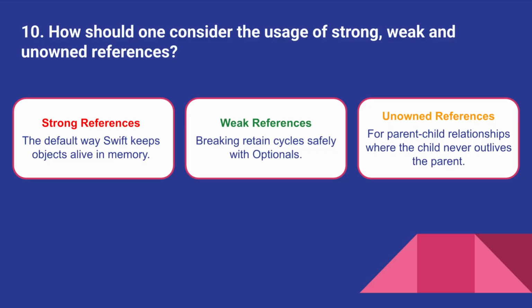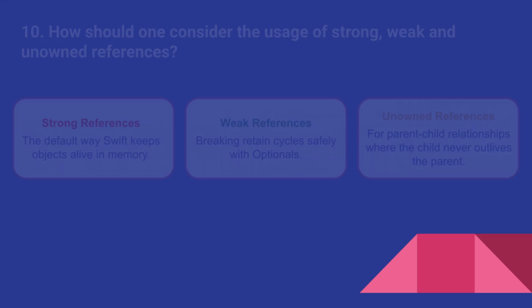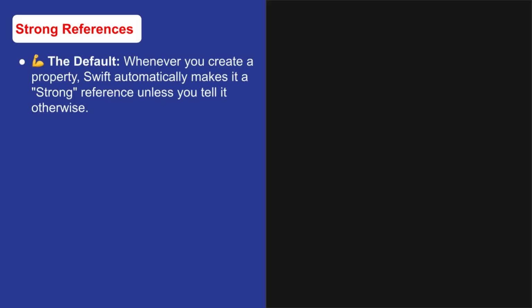And third, we have unowned references. These are specifically for parent-child relationships where the child will never outlive the parent. Let's take a deep dive into strong references to see exactly how they work. By default, whenever you create a property or a variable in Swift, the compiler automatically makes it a strong reference unless you explicitly tell it otherwise.